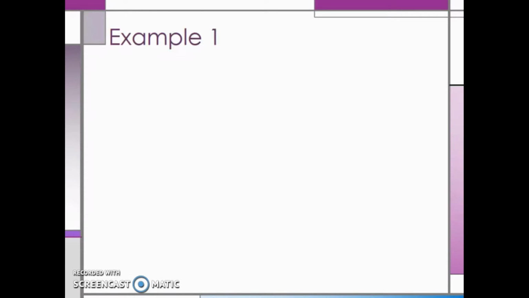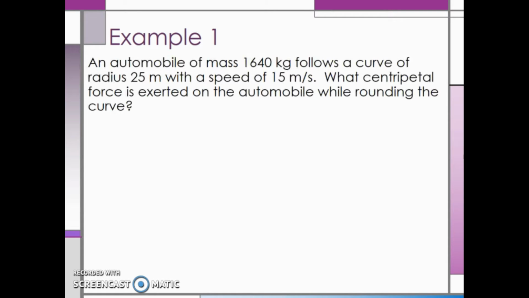In the previous video, we were introduced to centripetal force and what equation we will use to solve for it. Let's now take a look at an example of a centripetal force calculation. An automobile of mass 1,640 kilograms follows a curve of radius 25 meters with a speed of 15 meters per second. What centripetal force is exerted on the automobile while rounding the curve?